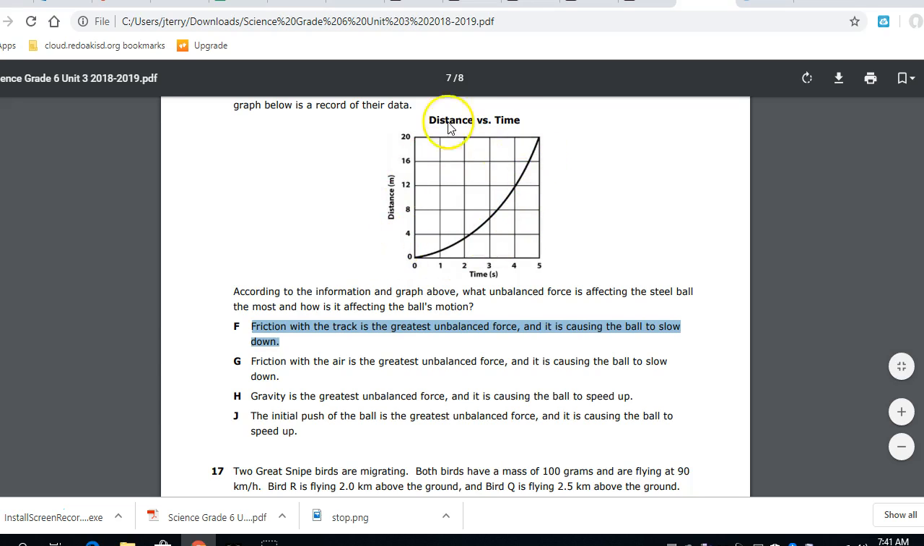What are we seeing happen here? Is it G, friction with the air is the greatest unbalanced force and is causing the ball to slow down? Is it H, gravity is the greatest unbalanced force and is causing the ball to speed up? Is it J, the initial push of the ball is the greatest unbalanced force and it's causing the ball to speed up?